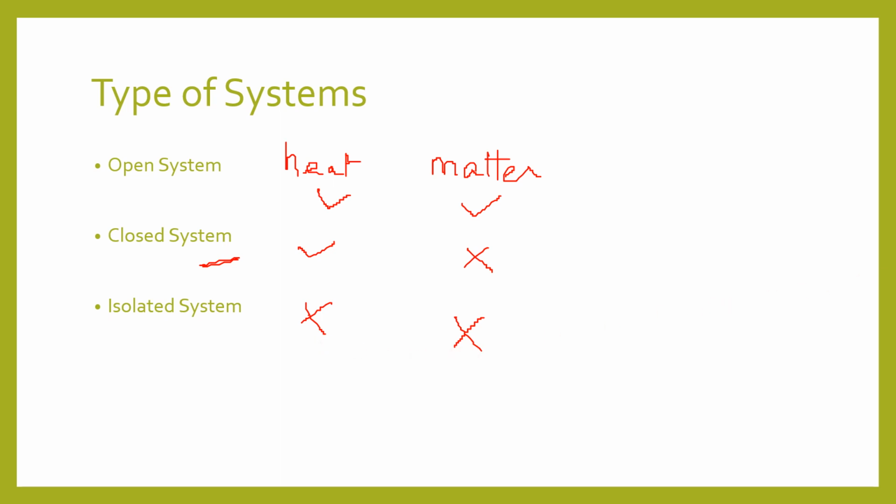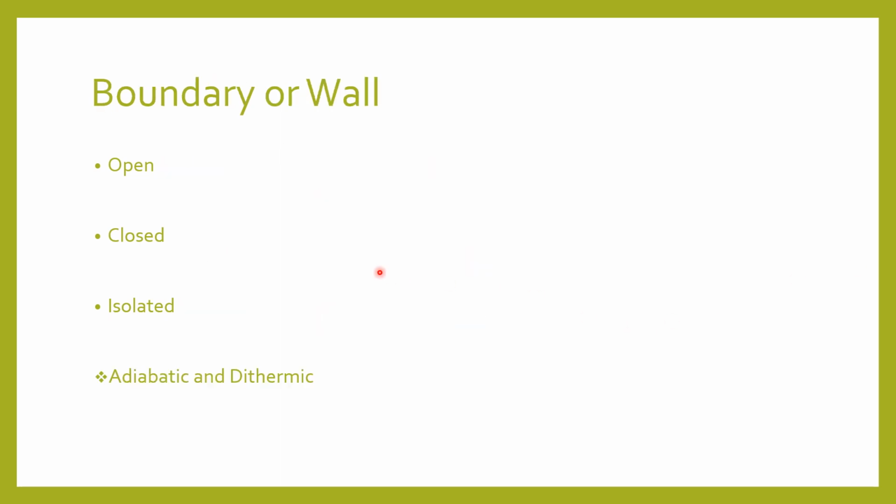So with this, now I move on to the next slide. Let us see what is boundary or wall. Let us first see the definition, then I'll explain you the types. A boundary or wall is something which separates the system from the surrounding.